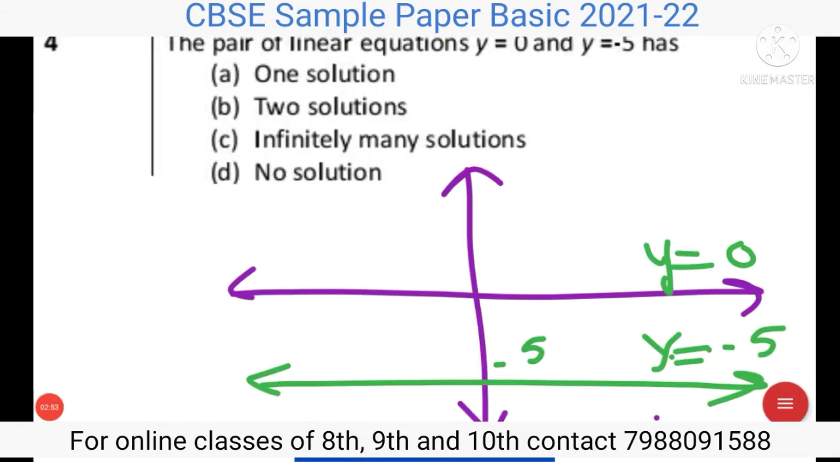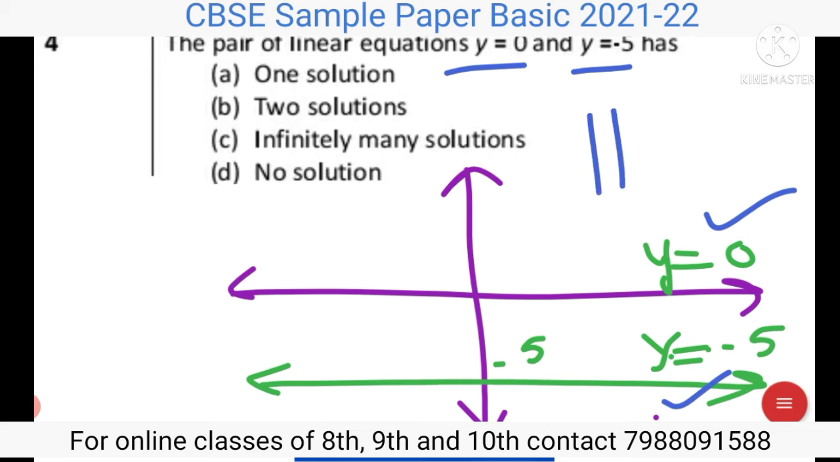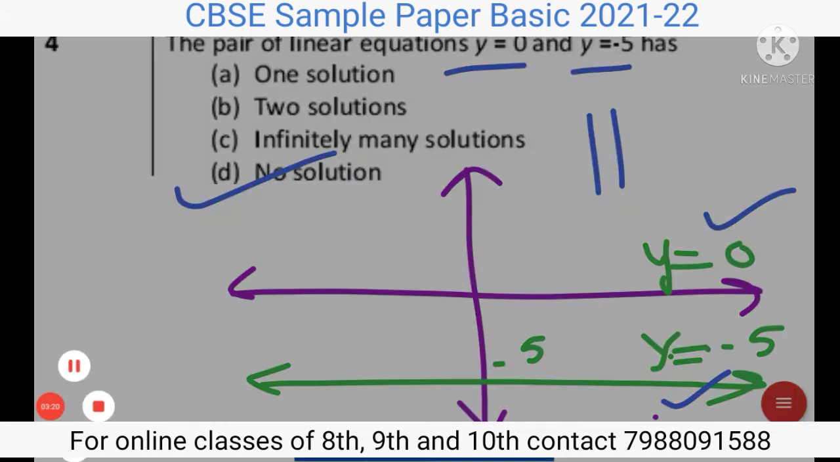Question number 4 says that pair of linear equations y is equal to 0 and y is equal to minus 5 has how many solutions? Y is equal to 0 is the equation of x-axis itself, and y is equal to minus 5 is a line parallel to x-axis. So basically these two lines are parallel to each other, and hence they have no solution because parallel lines have no point in common. So D is the right answer.